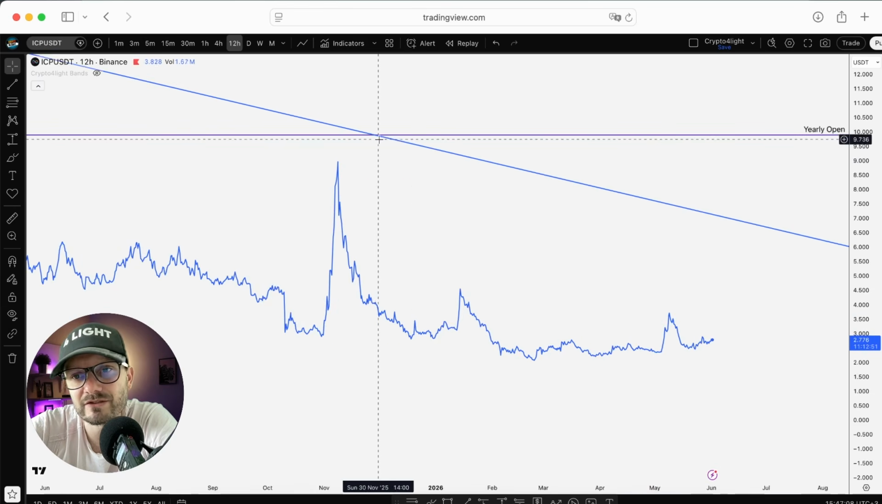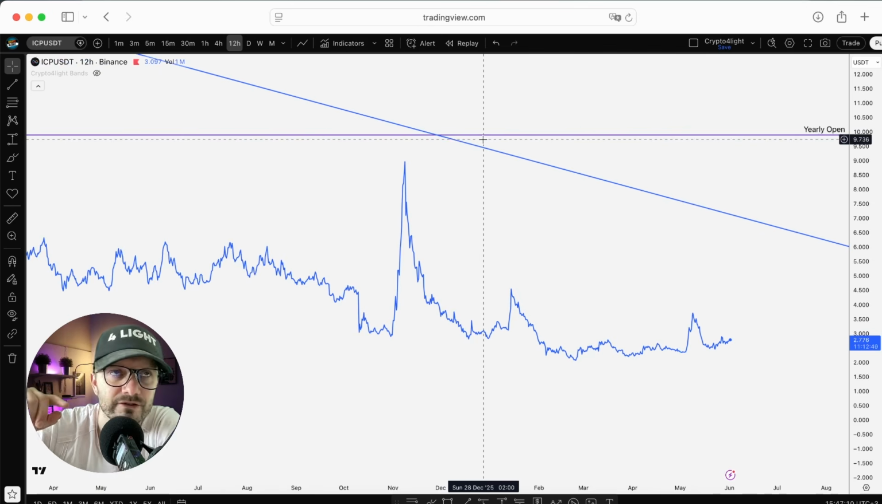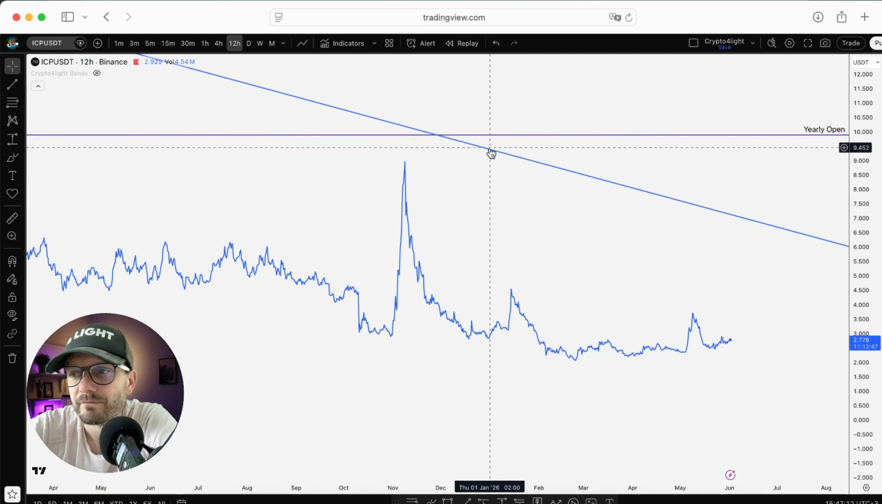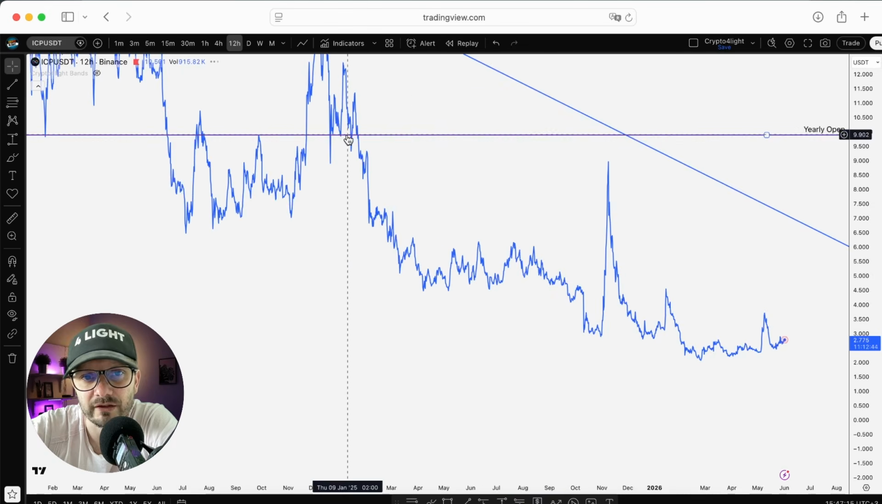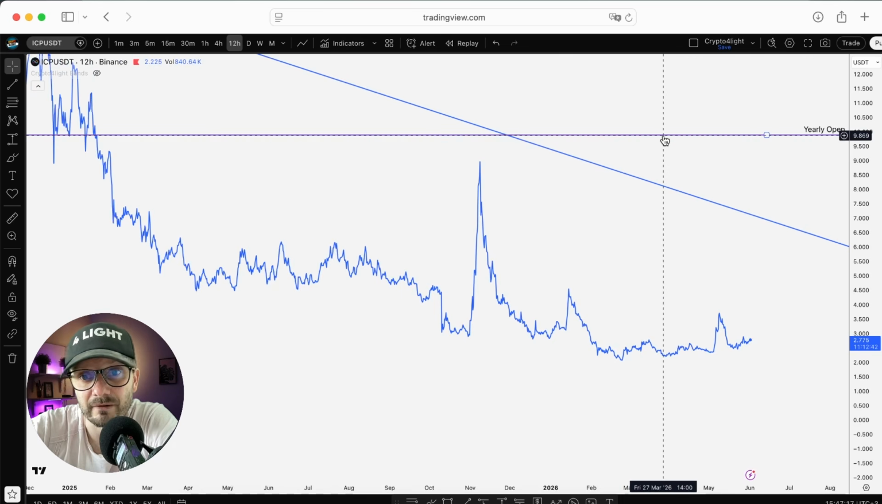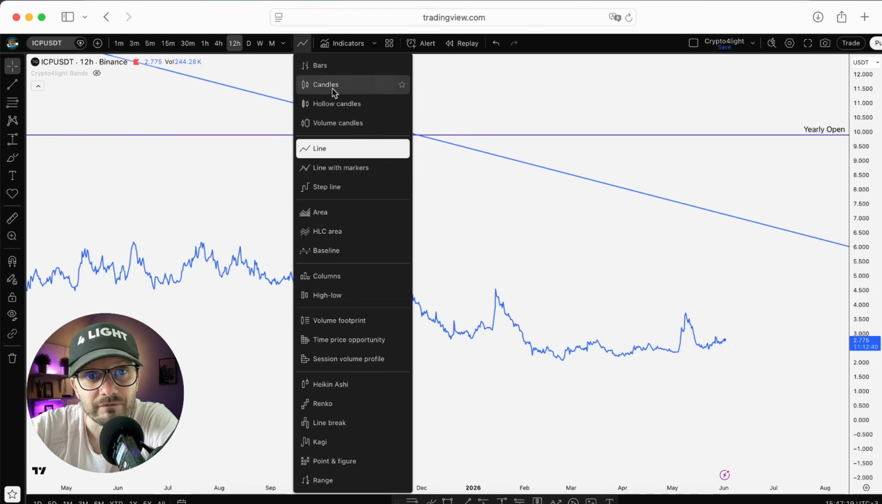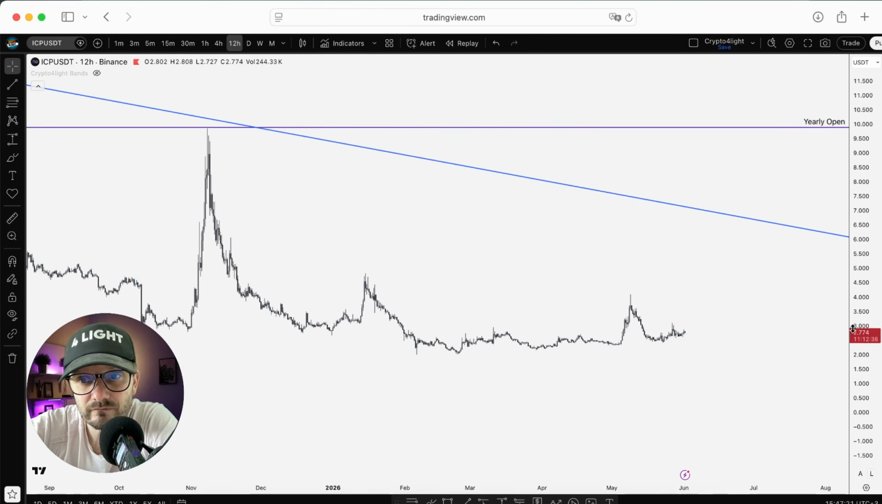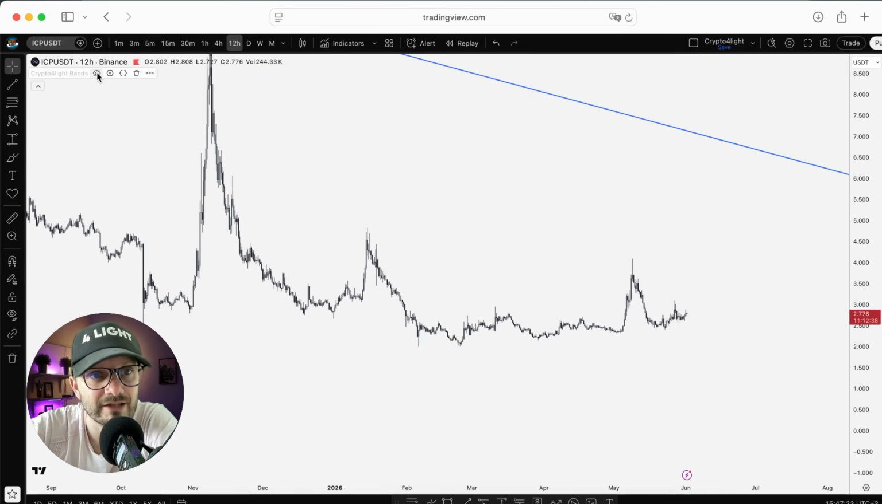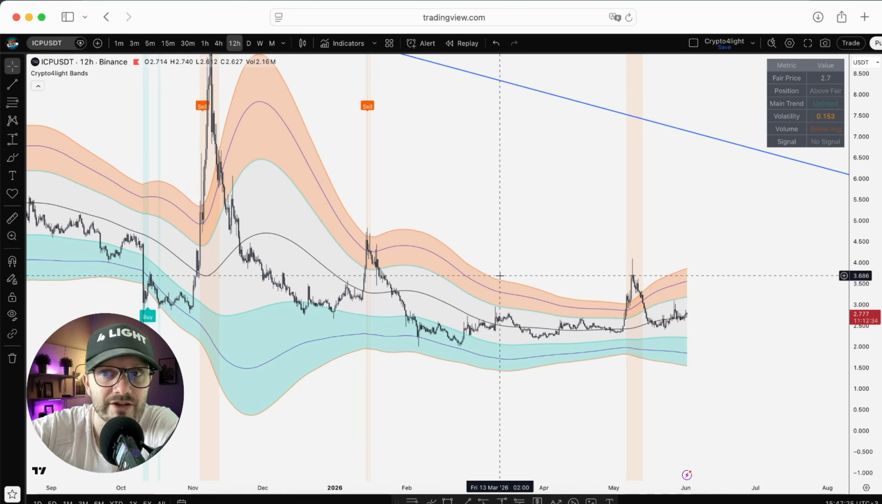I add this trend line and this yearly support, and now it's going to be a resistance, the yearly open of 25. And this is going to be like a target and a magnet for the price. I would like to show you guys the main new indicator that I will release this summer.